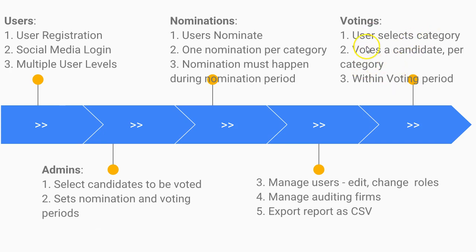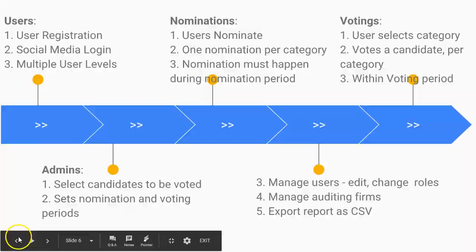So looking at what we have here, a user has to select a category, then vote for a candidate, which is a nomination, inside every category within the voting period. Okay, so let's get back to our code.